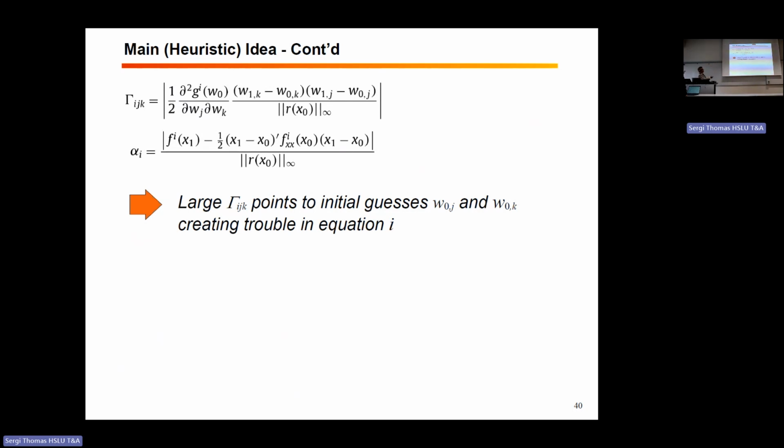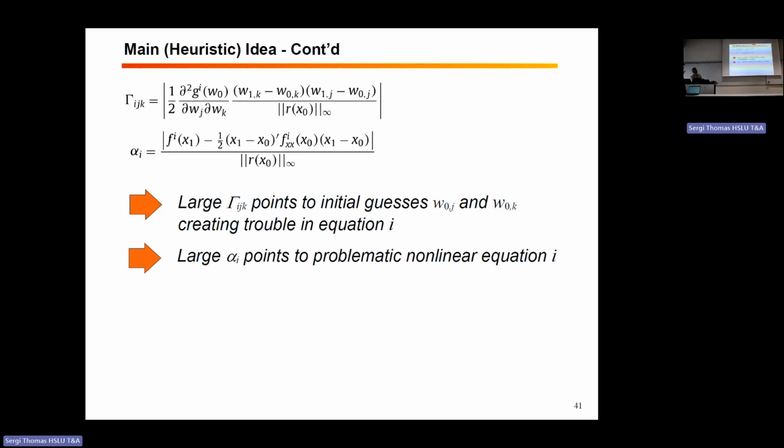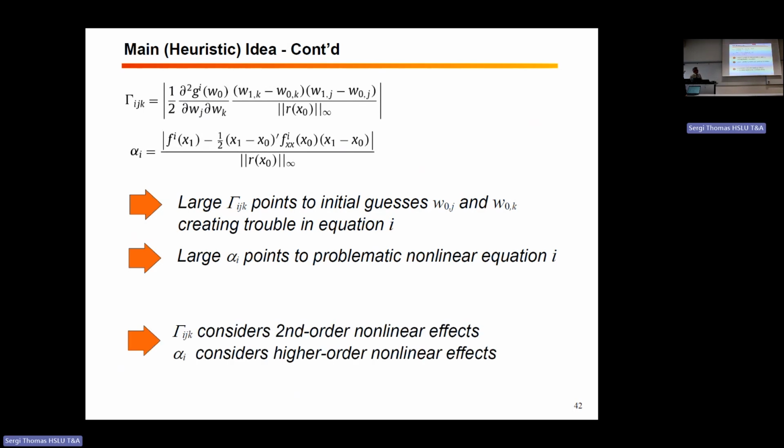Okay, so if one large gamma ijk exists, then this will point to initial guesses j and k, which are probably troublesome. And they will create trouble because of equation i. Whereas if you have a large alpha i, it points to a problematic nonlinear equation i because of high order nonlinear terms which are screwing up. This is very easy to interpret.